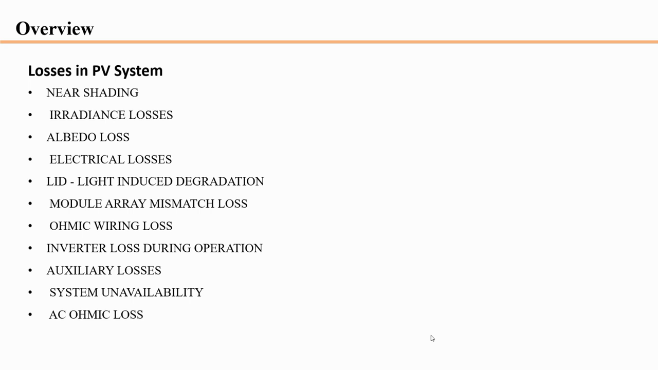Array mismatch loss is a function of production electrical uniformity. If there is mismatching in the modules, then the electricity generation will not be uniform, which will result in loss. The third will be ohmic wiring loss. As the name implies, this loss is due to cable selection, representing the loss on DC in between the module and the inverter through DC cables.